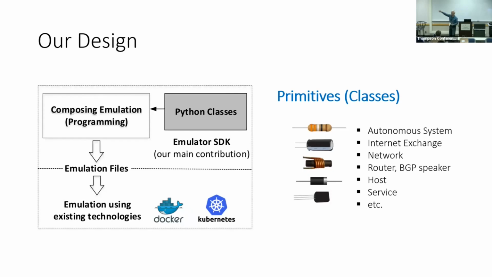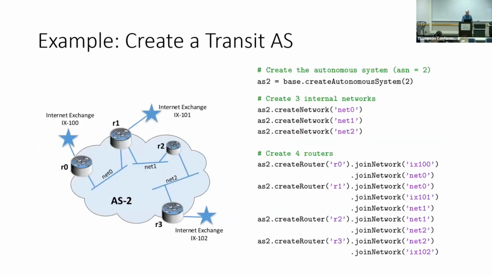Our emulator does not depend on containers. If tomorrow some other technology becomes more popular, we just write a different compiler for that. That probably takes just a few weeks of work. So the work on top really does not depend on any underlying technology. Just to give you an example, this example shows you how to construct a transit autonomous system, right? And you have code here to create a network.